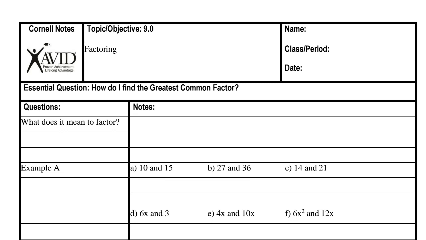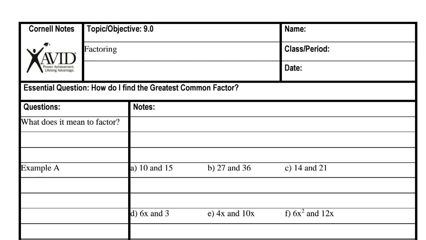Hello everyone. Today we're going to talk about 9.0, and it's going to be about factoring. We're going to talk about the greatest common factor, or the GCF. Okay, so first off, let's talk about the question: what does it mean to factor?